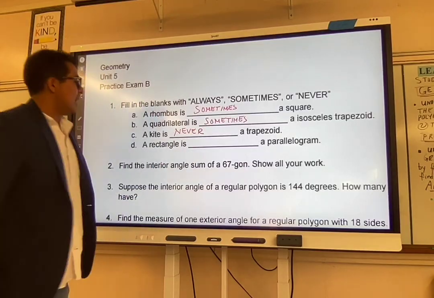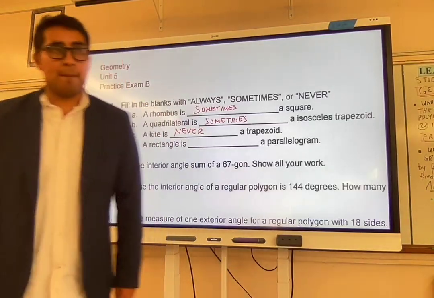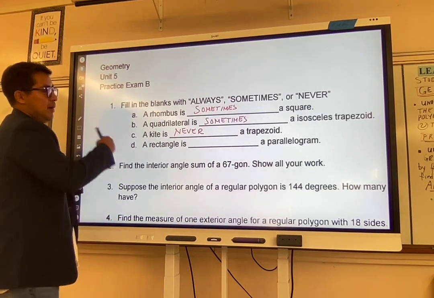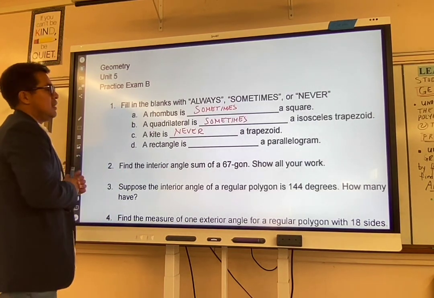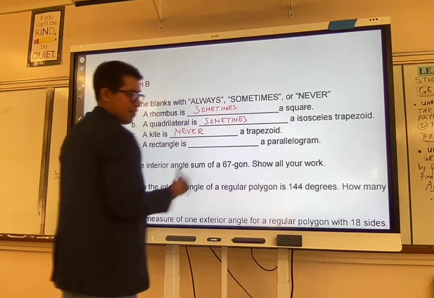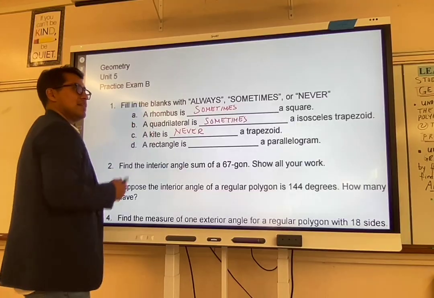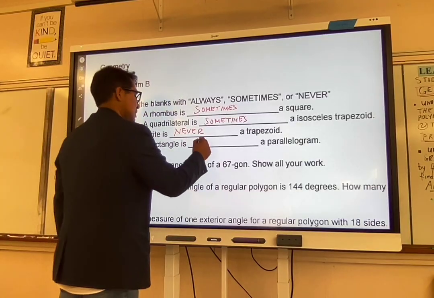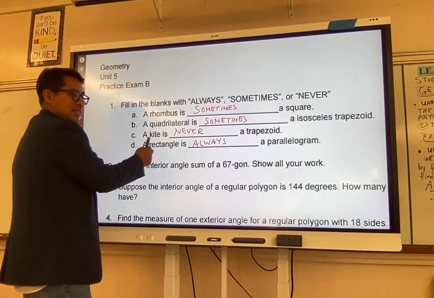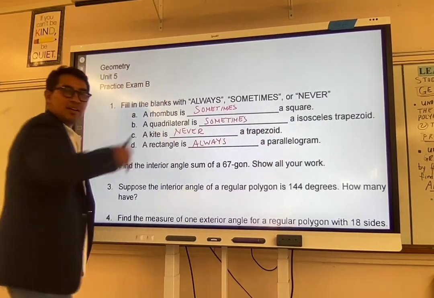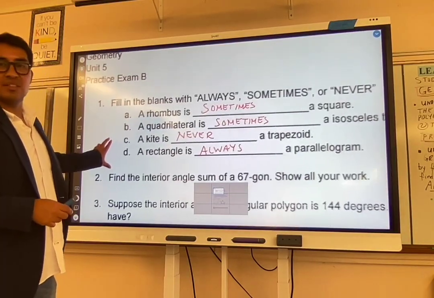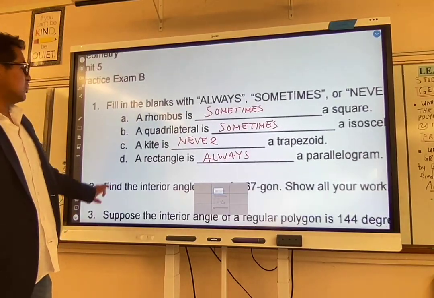Okay, last but not least, a rectangle is blank a parallelogram. Well, a rectangle is a four-sided figure where the top and the bottom and the left and the right sides are parallel, and it's got four 90-degree angles. Now, a parallelogram is a four-sided figure where the top and the bottom and the left and the right sides are parallel. So this one's actually an always. A rectangle is always a parallelogram because to become a rectangle, it needs to have started as a parallelogram and then added on more specific details, okay? So there's that. Zoom in if you need so you can see it there. That's question 1. Let's move on to question 2.